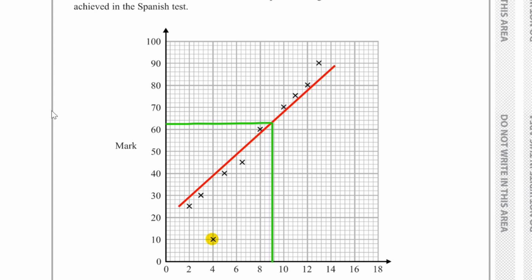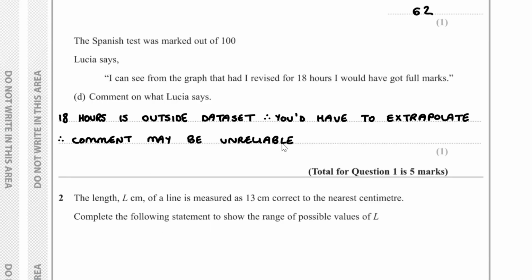So let's just write all of that down. So 18 hours is outside the data set, so therefore you'd have to extrapolate, and therefore the comment that she's said may be unreliable.